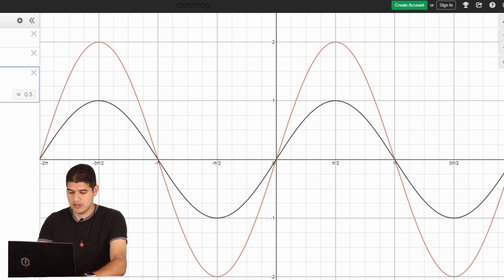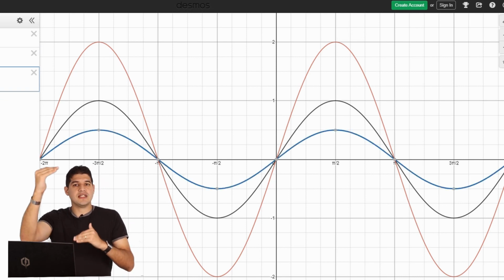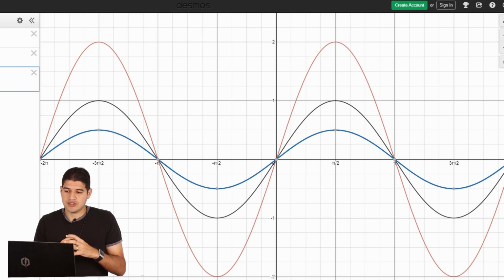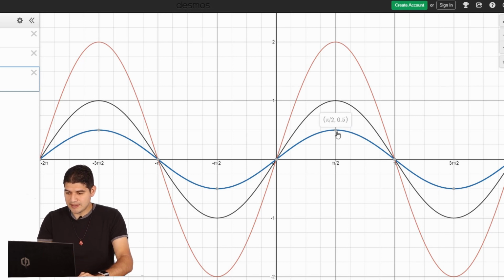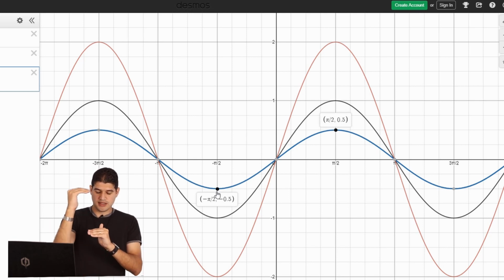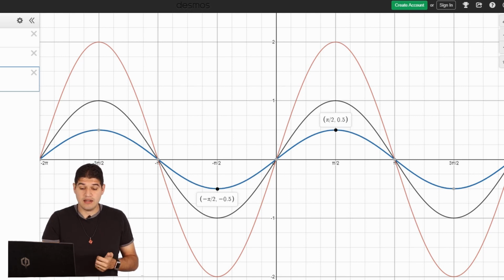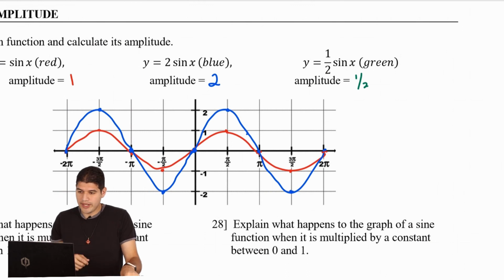1/2 sine of x. And you can see everything got shrunk down basically by half. So over here, my maximum is 0.5 and my minimum is -0.5. So that distance between -0.5 and +0.5 is 1. We just cut that in half, we get 0.5 or 1/2. So let's go ahead and graph that.